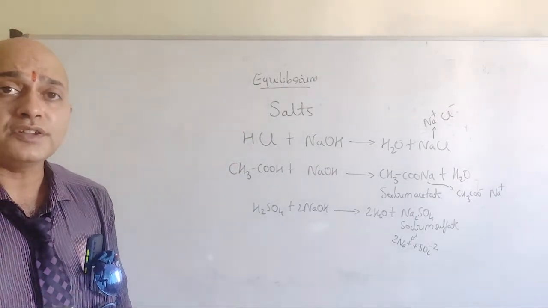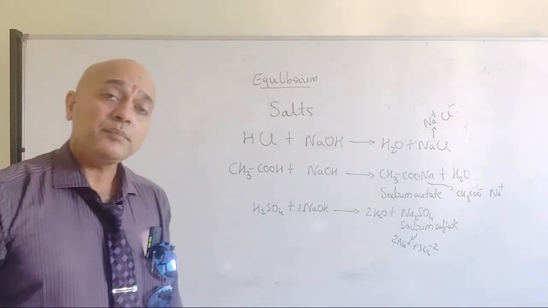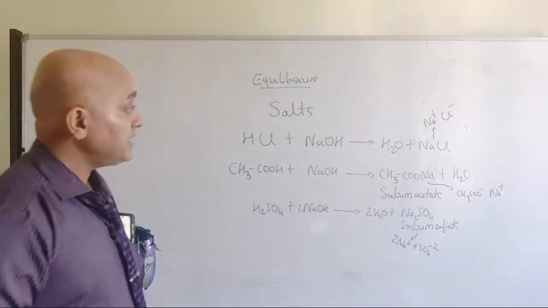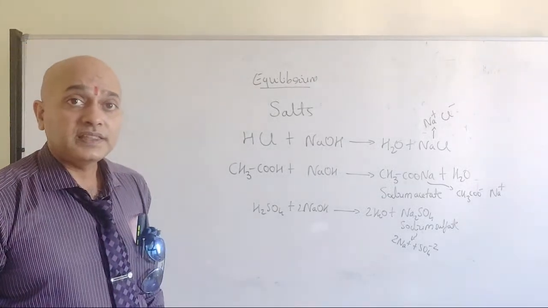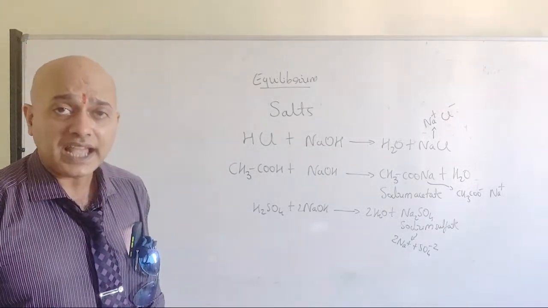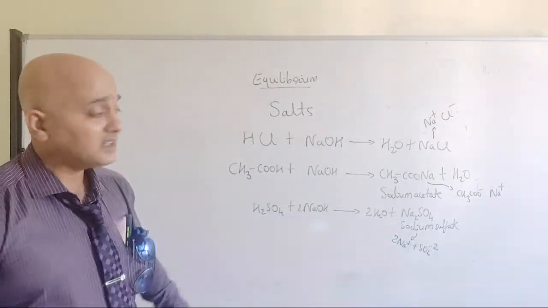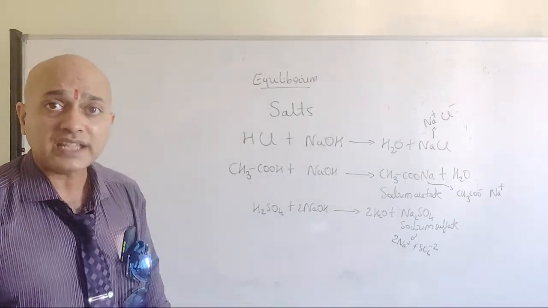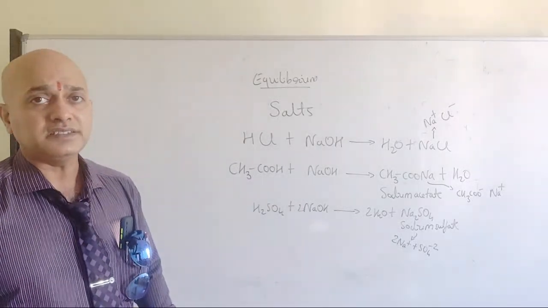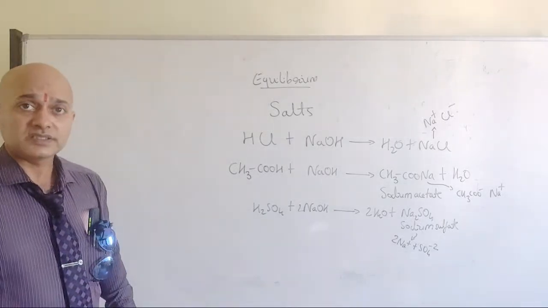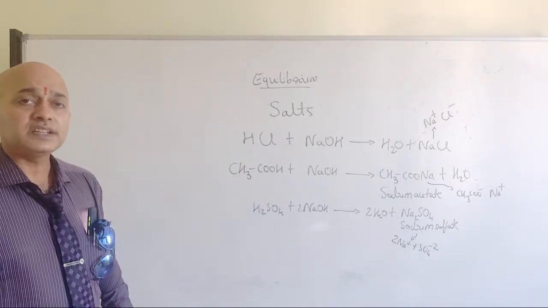Solubility may vary depending on the salt, but in general we can say that salts have cations and anions together. Therefore, when they are added to water, they will dissociate into their respective cations and anions. Fine. So that is where we have the salts. Any doubts with regard to this?